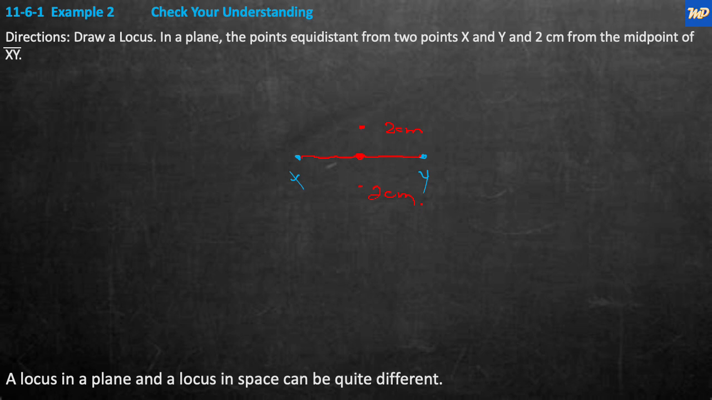Okay, that's what we have here. Here are the points that are equidistant from X and Y. I'll try to get some yellow on that. There it is. Equidistant. I wanted a different color. Oops. And 2 centimeters, which is this distance right here, the 2 centimeters. They're equidistant and 2 centimeters from the midpoint. Okay, that would look fun.